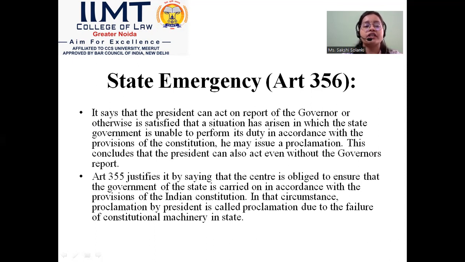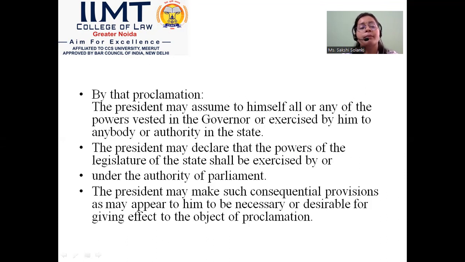Article 355 justifies it by saying that the center is obliged to ensure that the government of the state is carried on in accordance with the provision of the Indian Constitution. A proclamation by the President in such circumstances is called a proclamation due to failure of constitutional machinery in the state. By that proclamation, the President may assume to himself all or any of the power vested in the governor or exercised by any body or authority in the state. The President may declare that the power of the legislature of the state shall be exercised by or under the authority of Parliament. The President may make such consequential provisions as may appear to him to be necessary or desirable for giving effect to the subject of the proclamation.